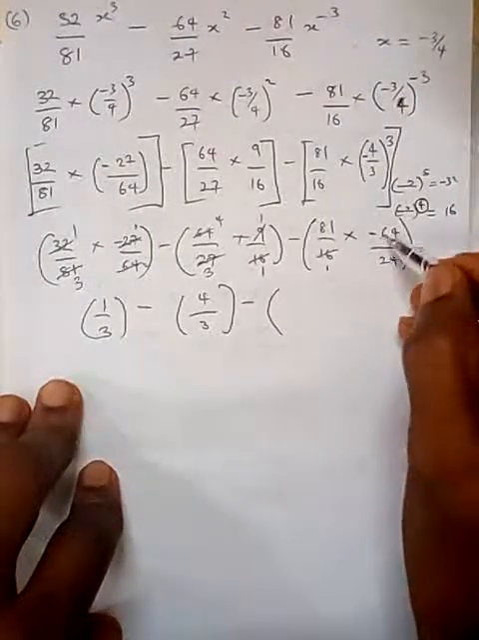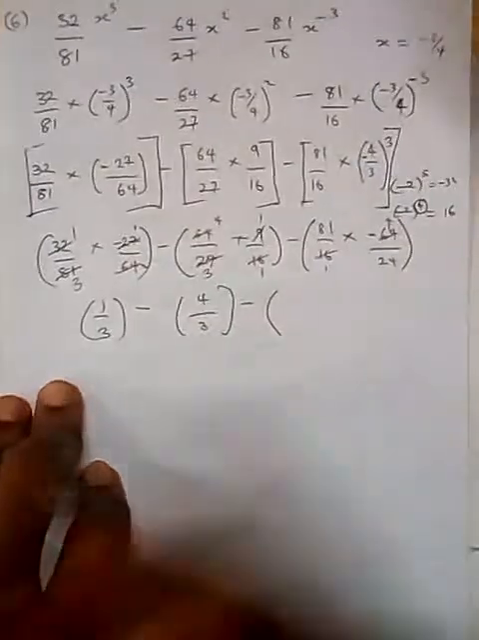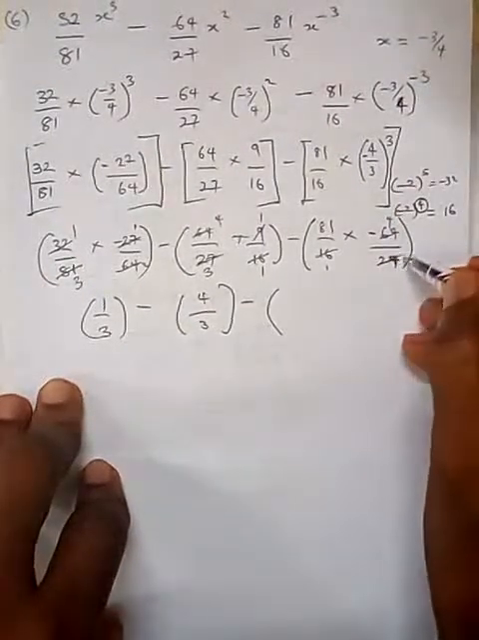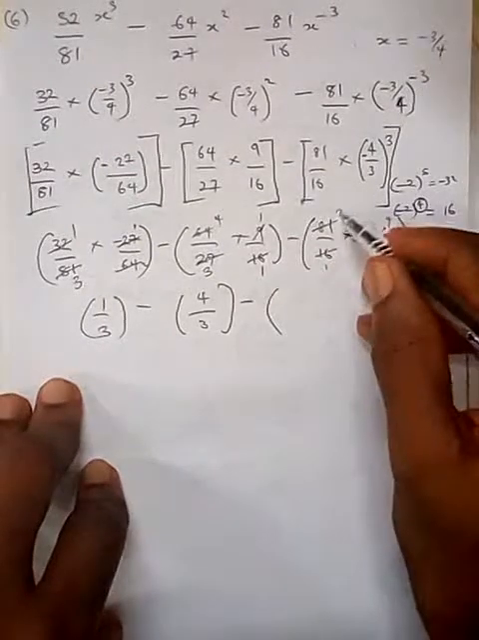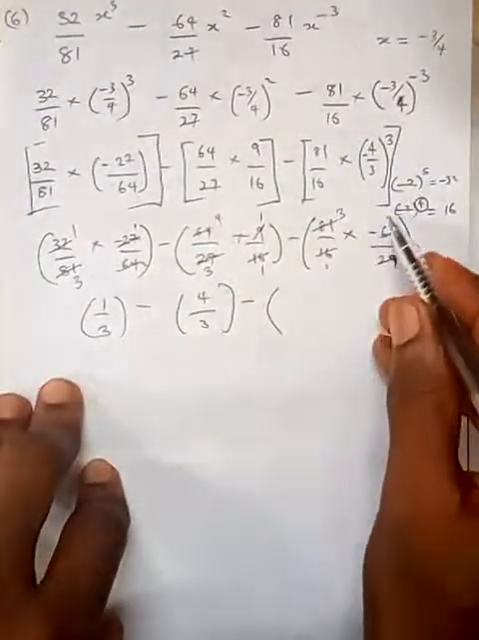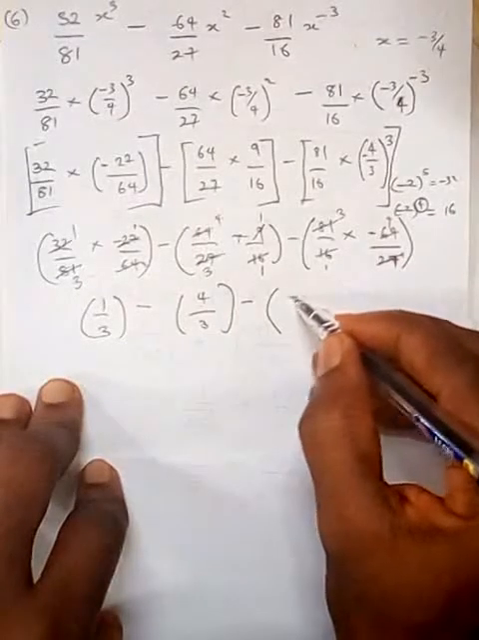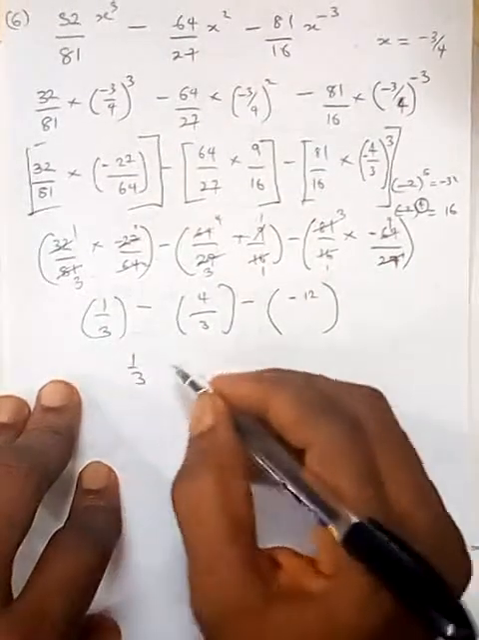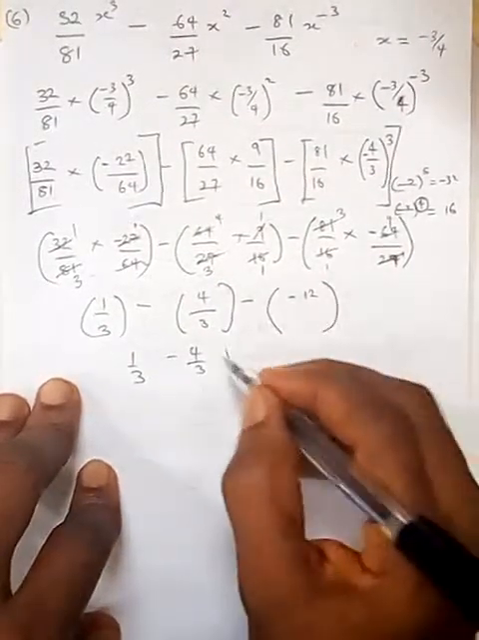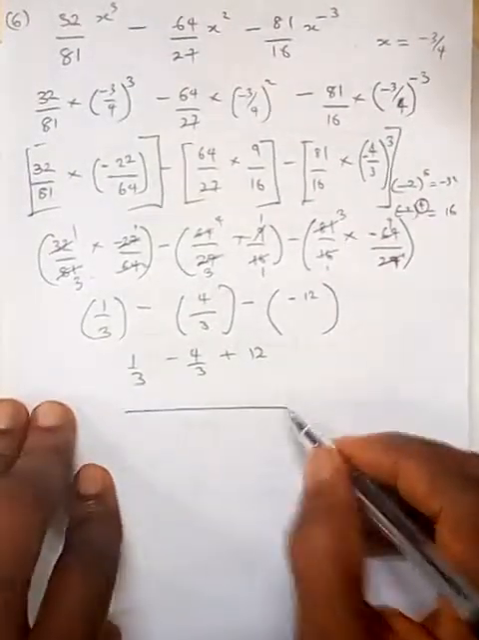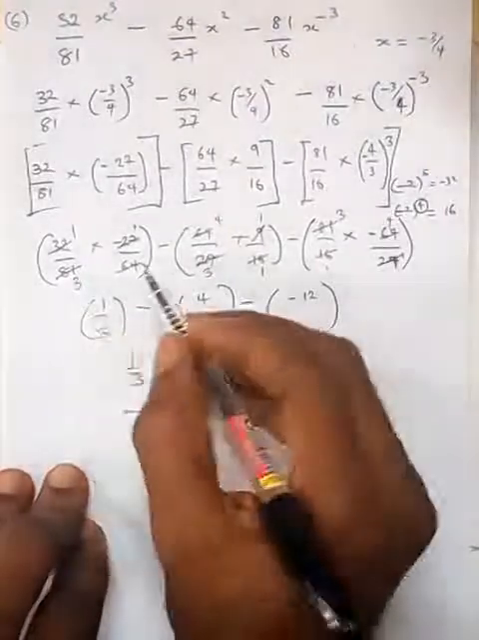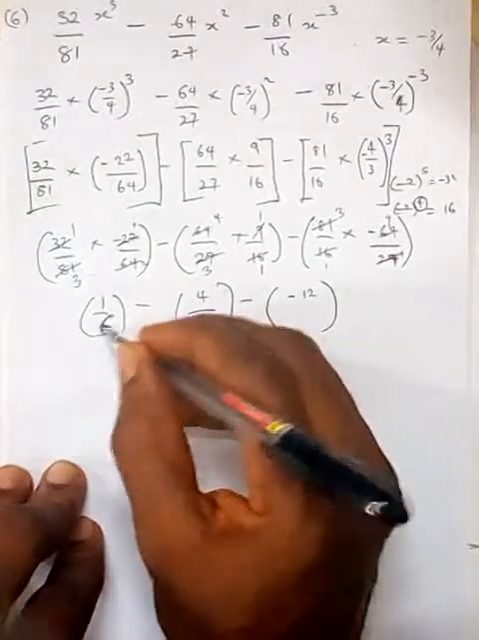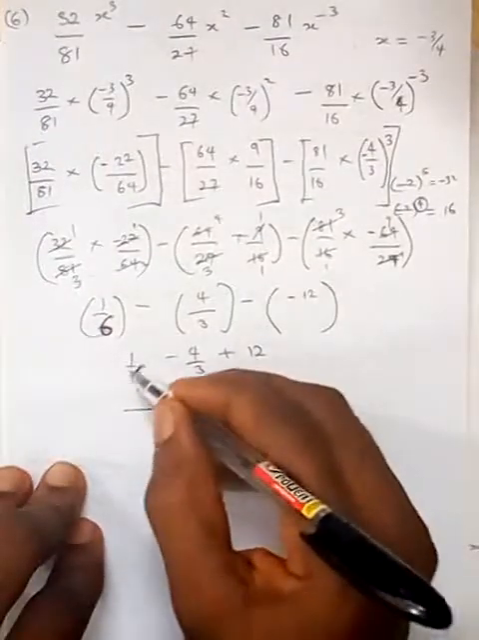16 here 1, 16 here 4, this is 27, 3 raised to power 3, 27, 27 here 1, 27 here 3, so that is 3 times minus 4 is minus 12, yes. So this gives us 1 over 3 minus 4 over 3 minus gives us plus 12. Okay, we'll take LCM. Did we make a mistake? 3 times 2, we forgot 3 times 2. 3 times 2 is 6. This is supposed to be 6. Sorry about that. Okay, 3 times 2 is 6.